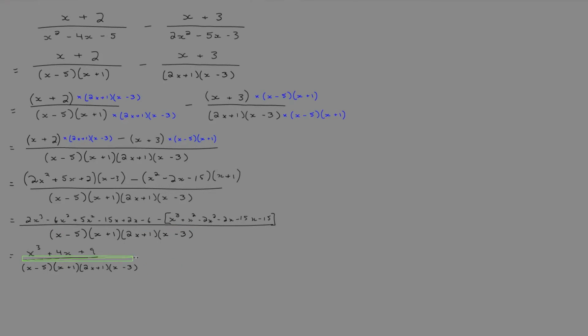And so try to see if you could factor anything on the top. It looks like this is not factorable though, because we have a cubed and a degree of 1 here. That's it. That's our final form.